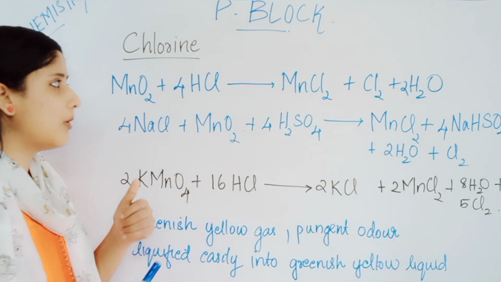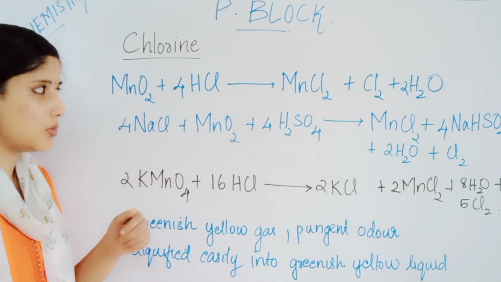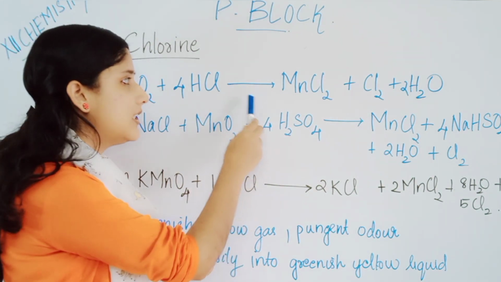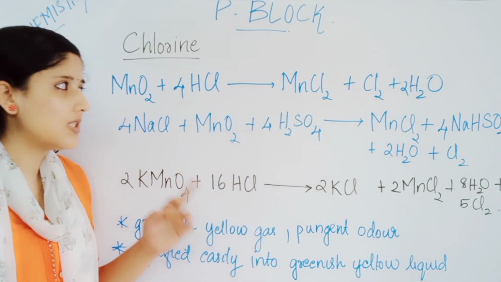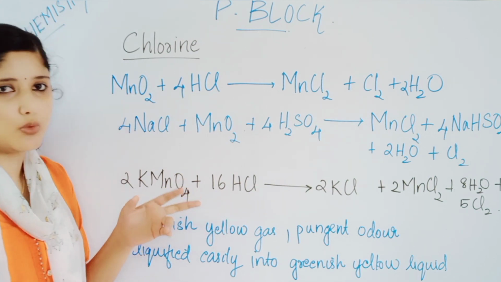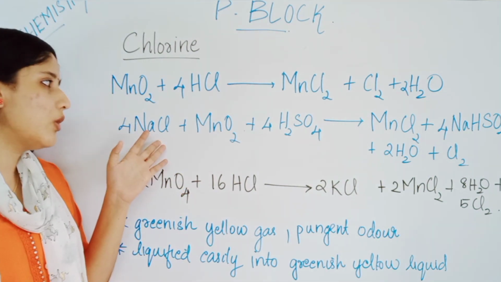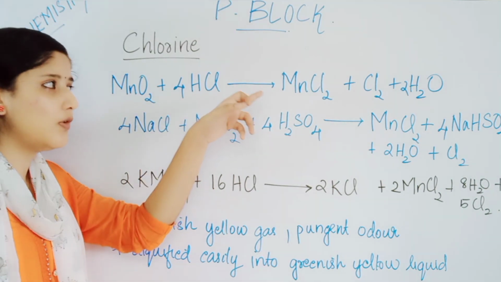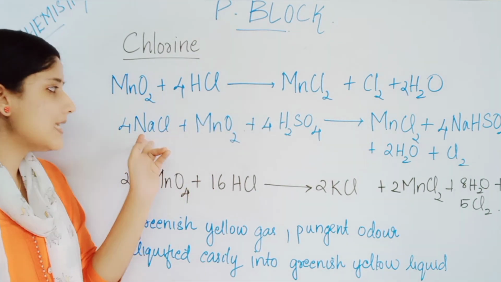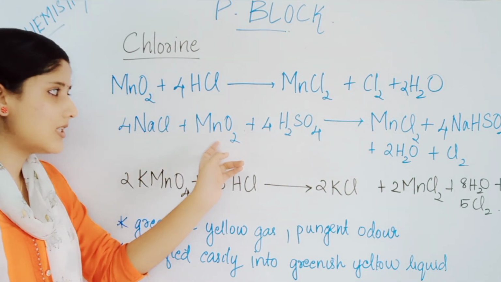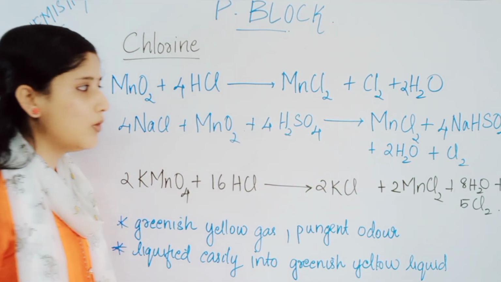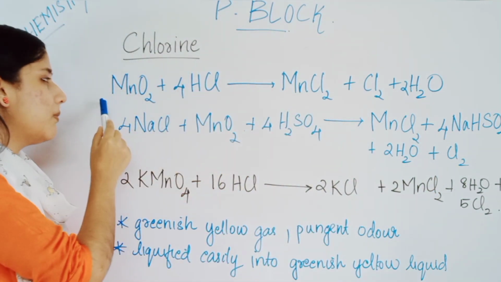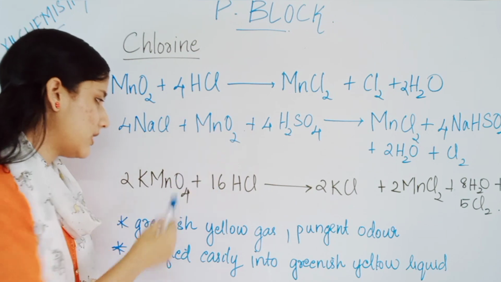Chlorine is prepared from manganese dioxide, MnO2. MnO2, when it reacts with HCl under heating, gives MnCl2 plus chlorine Cl2 plus 2H2O. Similarly, sodium chloride and manganese dioxide with HCl will give you chlorine. Similarly, NaCl and manganese dioxide plus sulfuric acid will give you what? Chlorine. These are the two similar methods with MnO2, manganese dioxide.